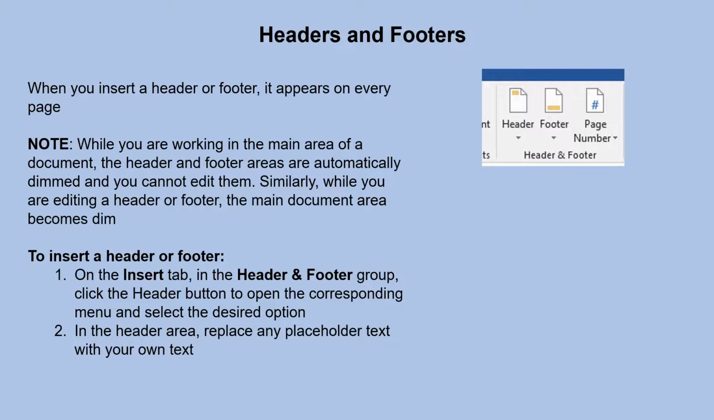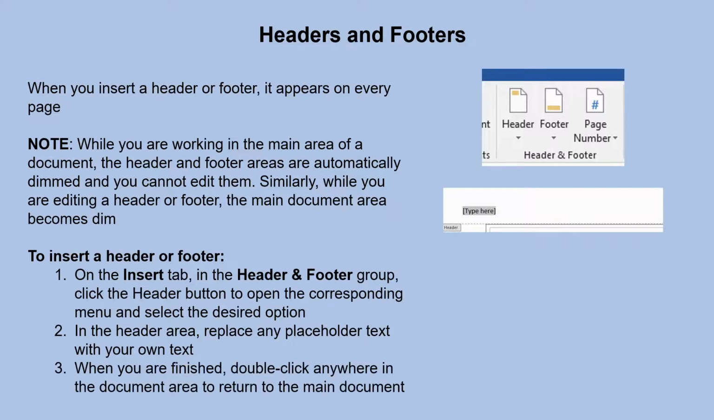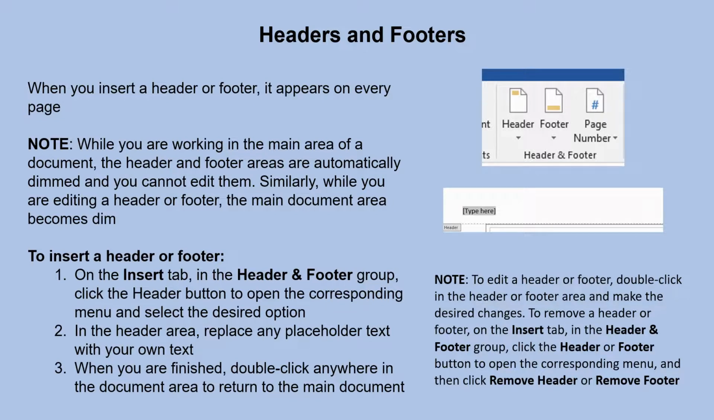In the header area, you can replace any placeholder text with your own. So this second image here is what will appear when you insert a header or footer, and you can then type what you want to appear. When you're finished, double click anywhere in the document area to return to the main document. And you can double click back into the header and footer area if you want to go back and change or add something. If you want to remove a header or a footer at any time, click on the Insert tab, and in the header and footer group, click the header or footer button to open the corresponding menu, and then click Remove Header or Remove Footer.